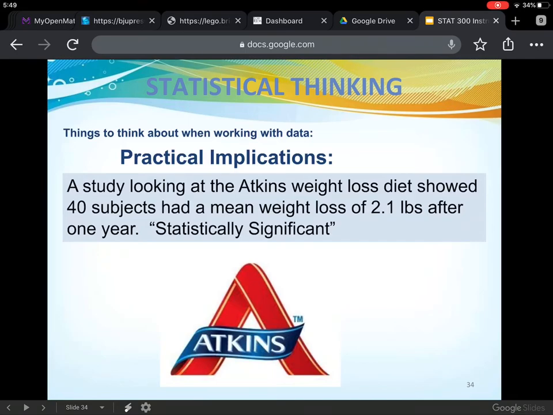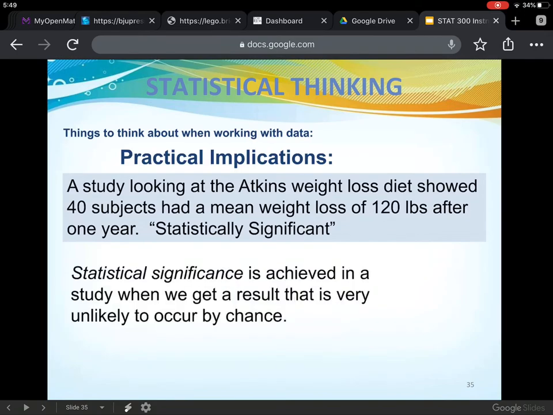And practical implications also. For instance, a study looking at the Atkins weight loss diet showed 40 subjects had a mean weight loss of 2.1 pounds after 1 year. Is this statistically significant? That's like water weight, right? Think about it, 2.1 pounds. But on the other hand, if it said that there was 120 pounds lost after 1 year, that is statistically significant, right? That's not water weight. And so you could market this diet and say, hey, this actually works.